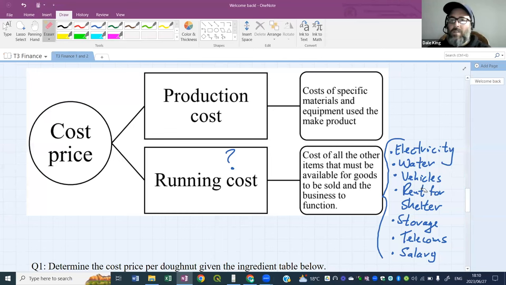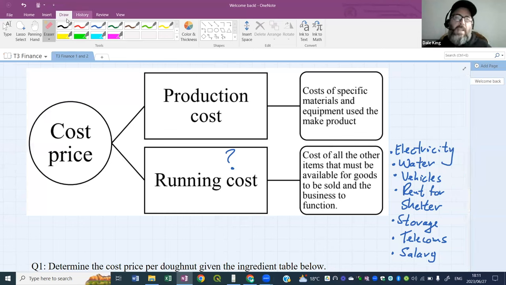Obviously, most of them are essential. Some are not so essential, you can cut back on certain areas here, like vehicles, but electricity, water, rent, salaries, those things you have to have in a business. So you try your best to reduce these running costs to make sure that your business can make a higher profit. Okay, very good. So these are examples of running costs for your business.